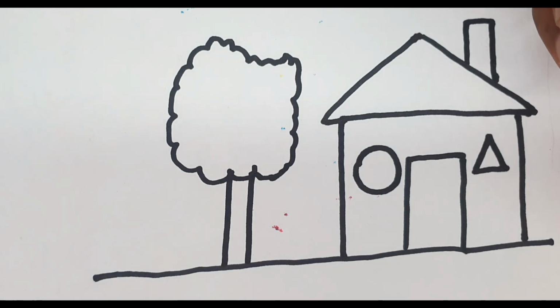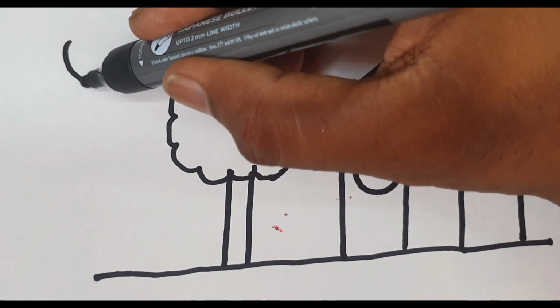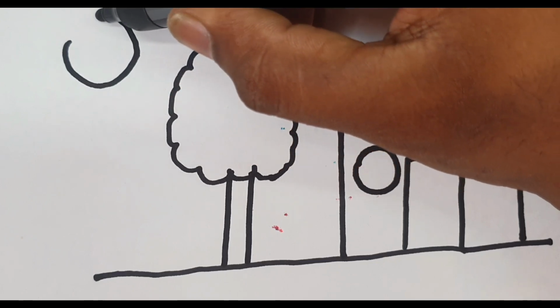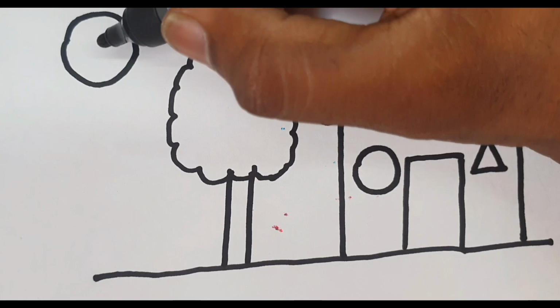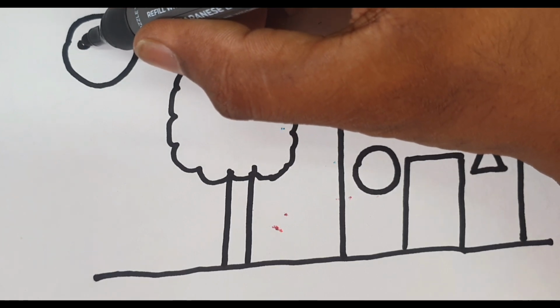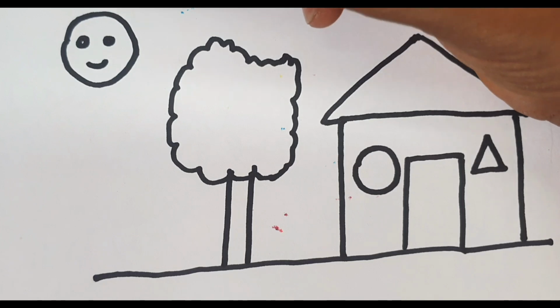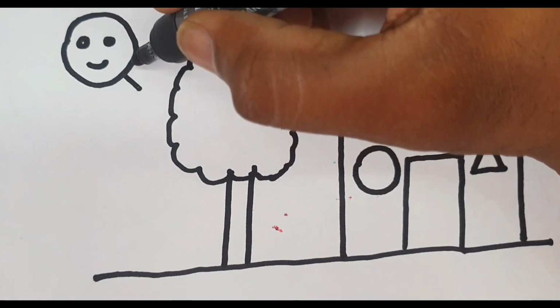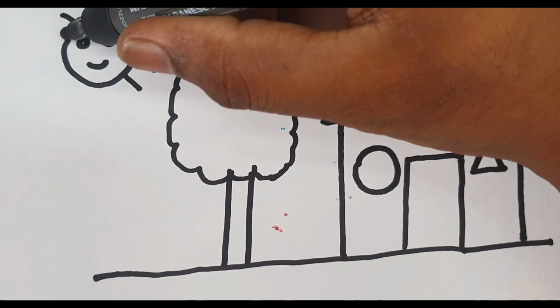Okay. Then we draw sun, small one round. Okay. Then sun have eyes and mouth and sun rays like this.